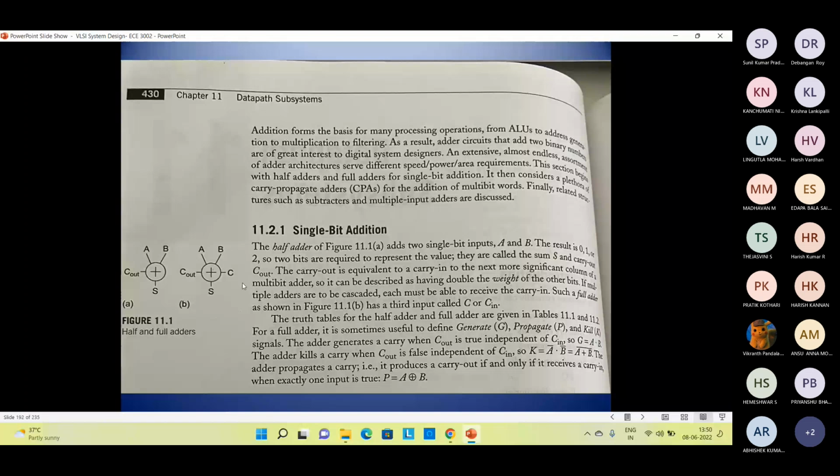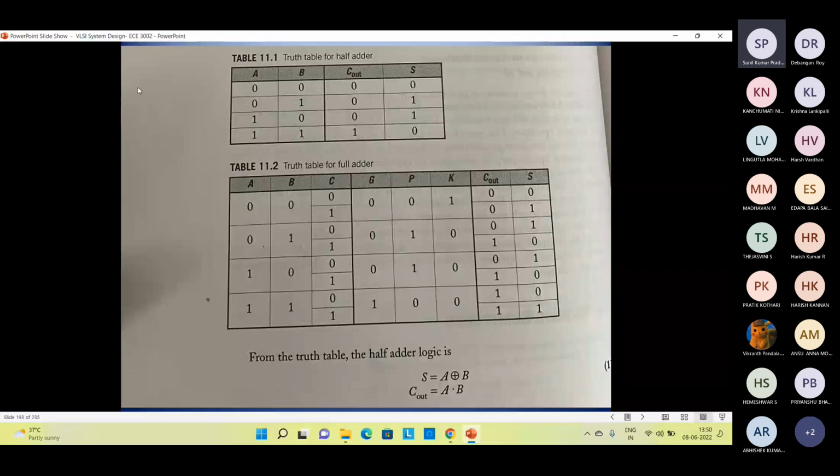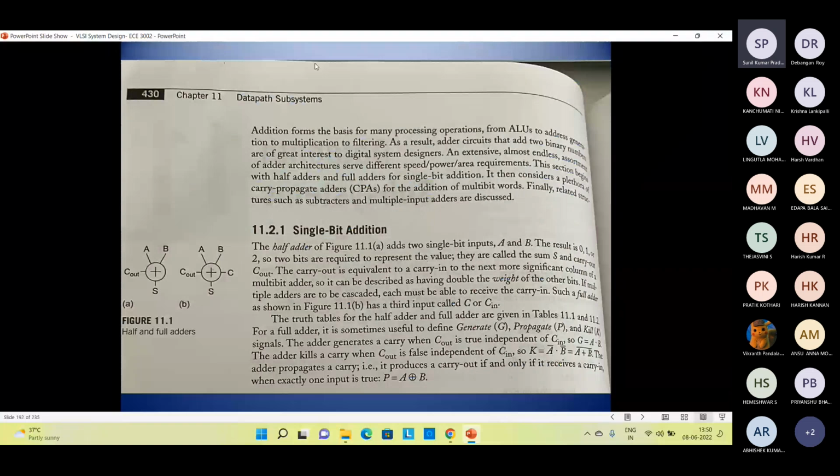Now this is the truth table of the half adder which we have just discussed, and for the full adder there are three main considerations we have to take. They are generally defined as: G is generate, P is propagate, and K is the kill signal.